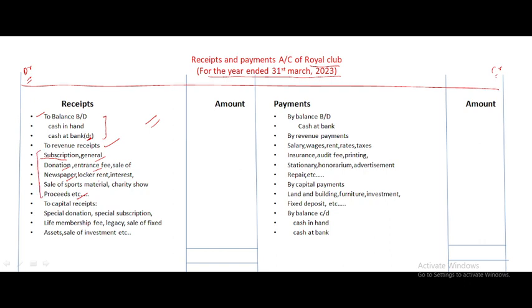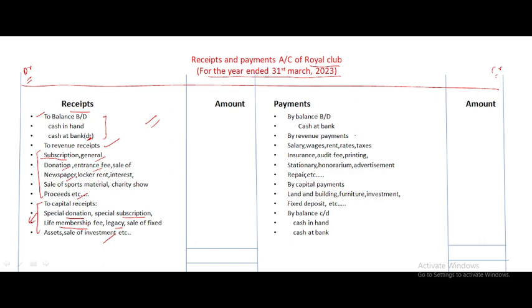Revenue receipts means those receipts which are in recurring nature. All revenue receipts are recorded on the debit side of the receipts and payment account, or receipt side. Now all capital receipts are also recorded on the debit side. For example, a special donation, a special subscription, life membership fee, legacy, sale of fixed assets, sale of investment. Capital receipts means those receipts which are in non-recurring nature.